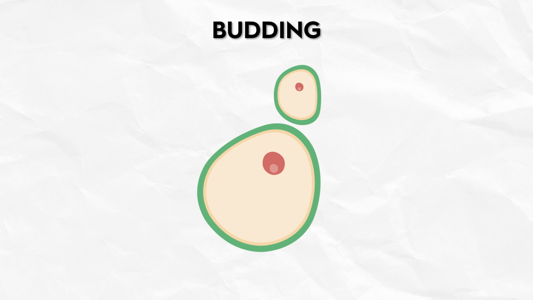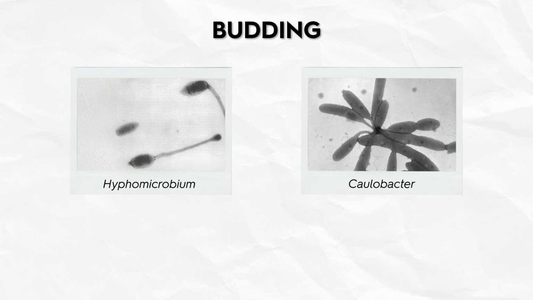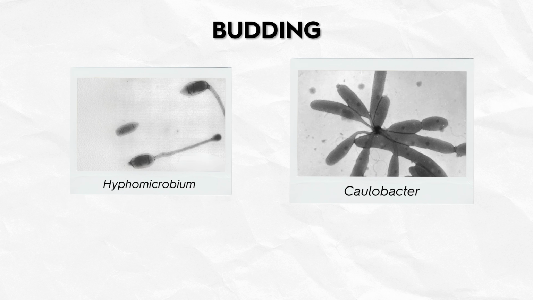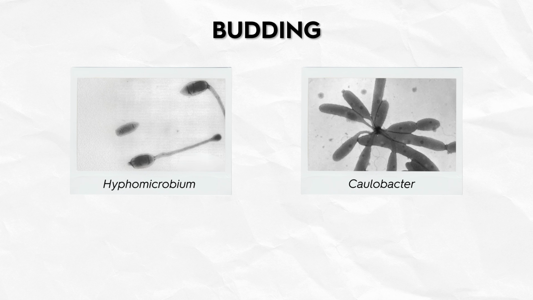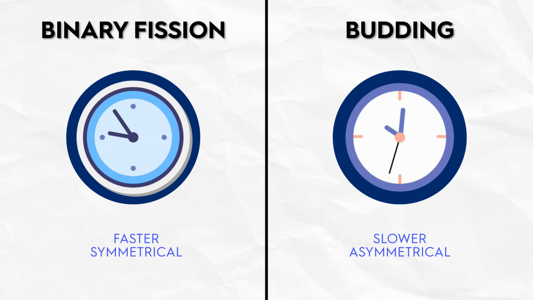Finally, the bud breaks free as a smaller daughter cell. It's genetically identical, but will grow to full size before dividing again. In some budding bacteria, such as Hyphomicrobium and Caulobacter, cells also form stalks or hyphae that anchor them to surfaces, while new cells bud off. Compared with binary fission, budding is slower and asymmetrical, but it still produces genetically identical offspring, another way bacteria survive and spread.